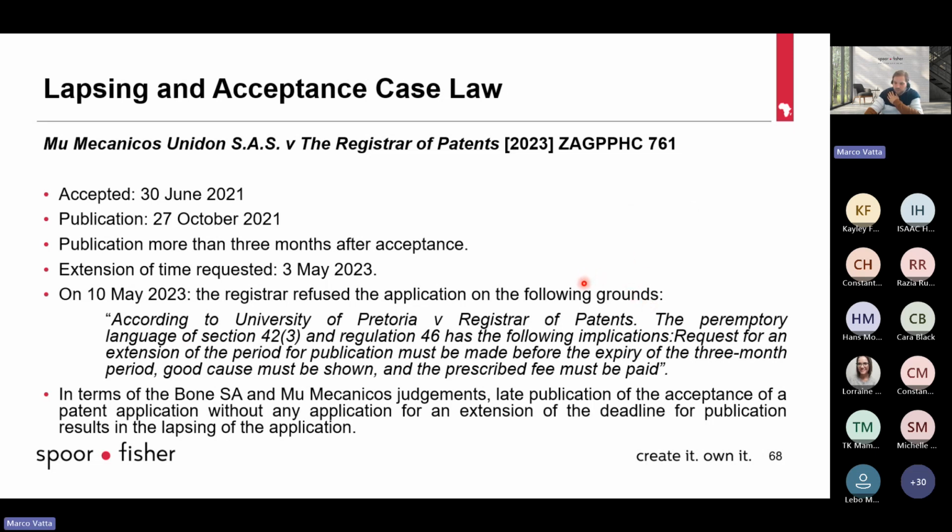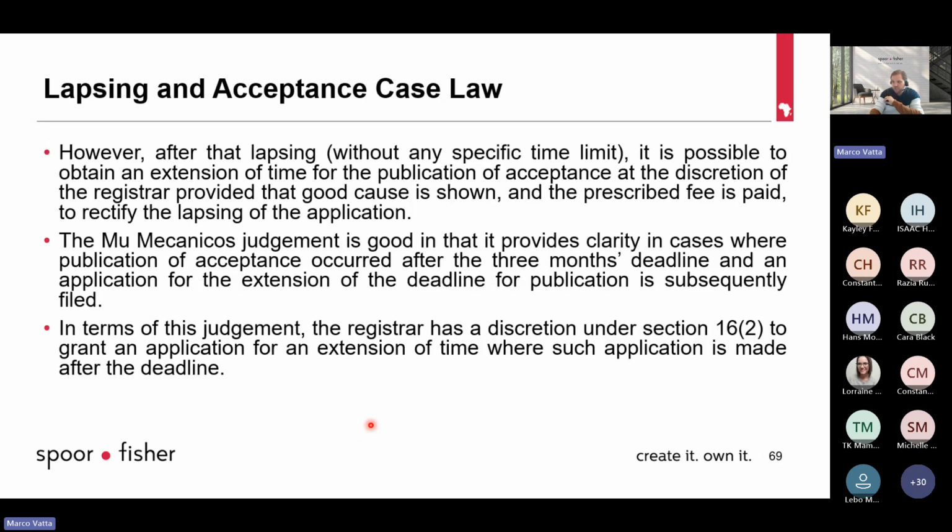So if we look at what the judgments held in terms of the University of Pretoria case and the Mu Mechanicos judgment, late publication of the acceptance of a patent application without any application for extension of the deadline for publication results in the lapsing of the application. So that's fine. Both judgments have found that there must be a request for the extension of the publication date. However, after that lapsing, it is possible to obtain an extension of time for the publication of acceptance at the discretion of the registrar, provided that good cause is shown and the prescribed fee is paid in order to rectify the lapsing of the patent.